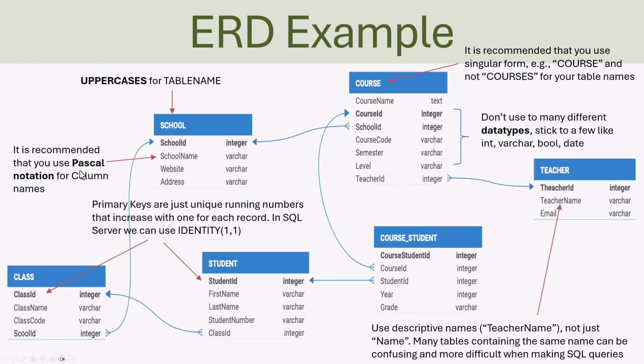So here you see I'm using this Pascal notation for the columns. I'm using school name with an uppercase S and an uppercase N. So this is what we call Pascal notation. The same here, class name with an uppercase C and an uppercase N, class code, first name, last name, etc., student number. So basically, use Pascal notation for your column names, and then use uppercases for the table names.